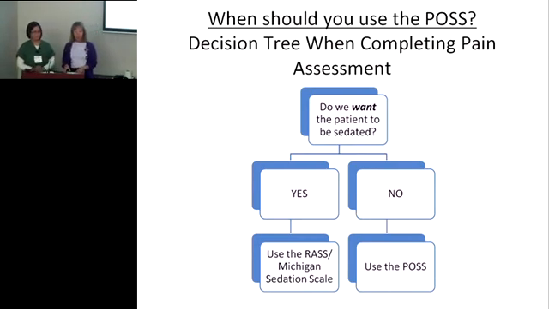Okay, so we've introduced the POSS, which I believe is now implemented as of May 1st at Carilion. And who should use the POSS? Basically the question is, do we want the patient to be sedated? Yes or no? For example, if the patient is in an ICU and intubated, then yes, you do want them sedated, so you would use the RASS. The POSS has not been introduced in the adult ICUs as of yet. Also, if they're in the pediatric ICU and you want them to be sedated, you would use the Michigan sedation scale.